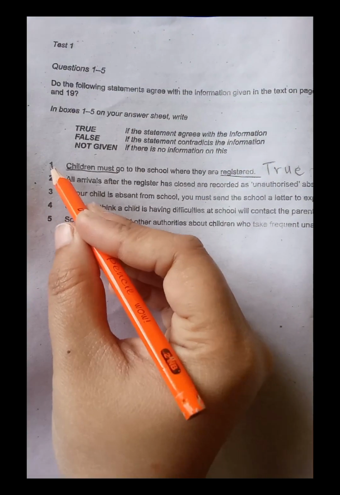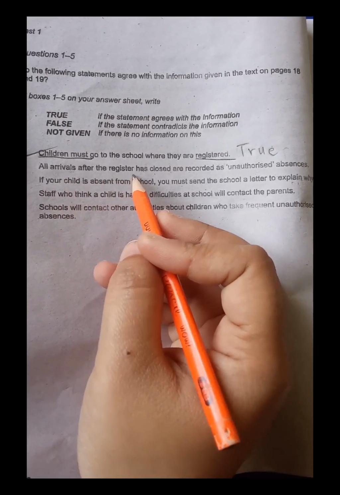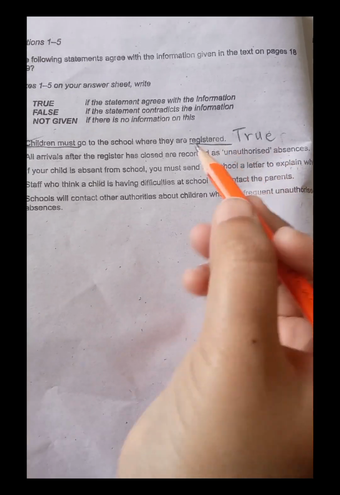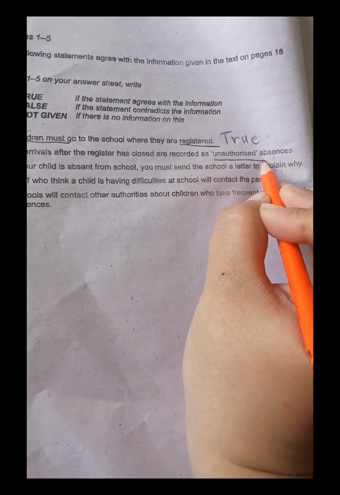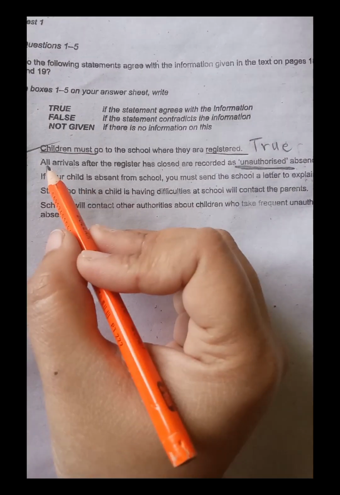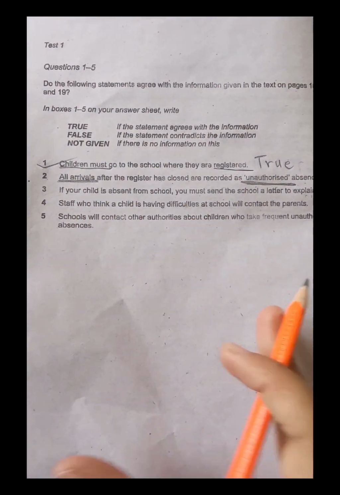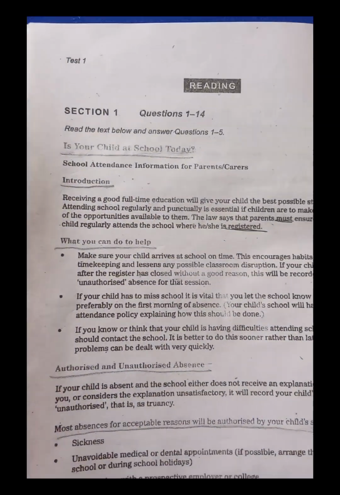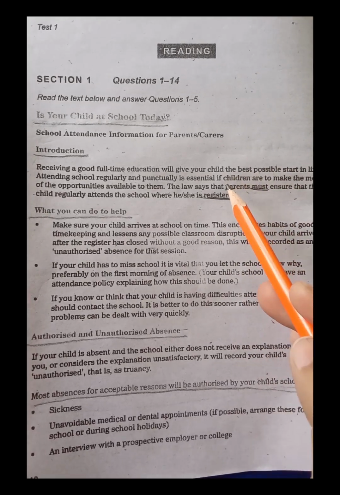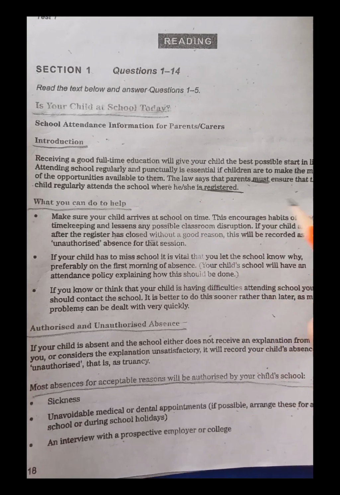Now we just need to take it. Now the second one is: all arrivals after the register has closed are recorded as unauthorized absences. Unauthorized is the keyword, and arrivals, all arrivals. These are our keywords. We need to match it. For this purpose, as we have done the first paragraph, now the answer is supposed to be in the second or third. Let's see.